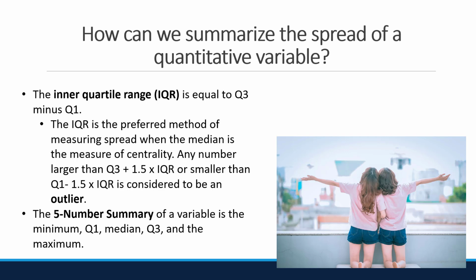Any number larger than Q3 plus 1.5 times the IQR, or smaller than Q1 minus 1.5 times the IQR, is considered to be an outlier. The 5-number summary of a variable is the minimum, Q1, median, Q3, and the maximum.